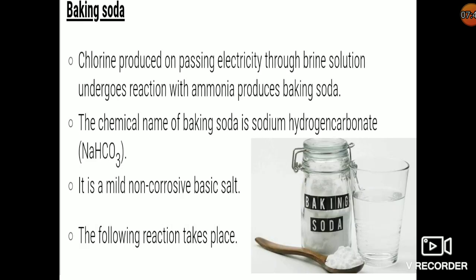Next important compound is baking soda. The same chlorine produced in the chloralkali process, if we pass it through ammonia, produces baking soda. The chemical formula of baking soda is NaHCO3. The chemical name is sodium hydrogen carbonate or sodium bicarbonate. It is a mild non-corrosive basic salt. It is a basic salt but not corrosive, not harmful.